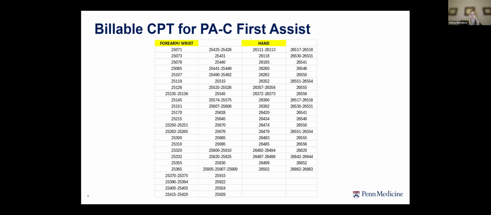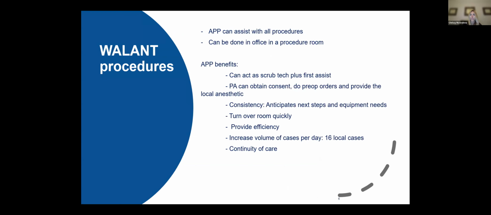And again, as mentioned before, this is carrier specific, but some of the CPT codes are non-billable for a first assist. That's when you have to think about potentially utilizing the APP in the outpatient setting to actually generate revenue and see new patients rather than being in the OR. And then, of course, there are wide awake local anesthesia cases.